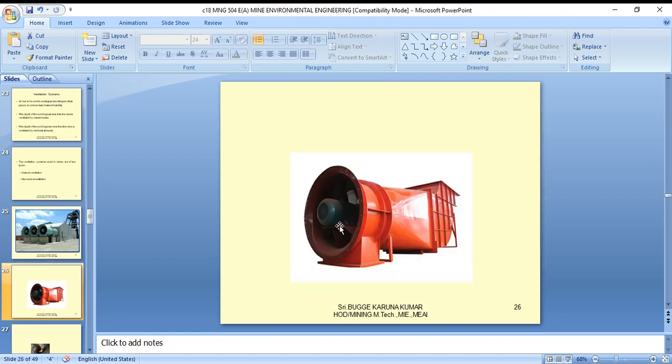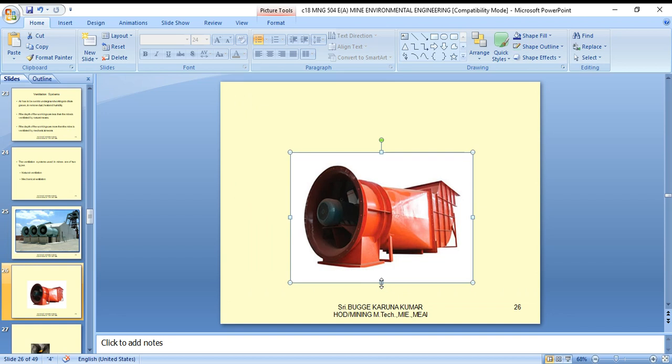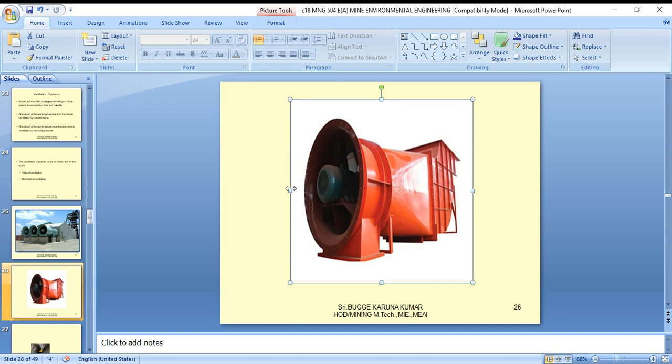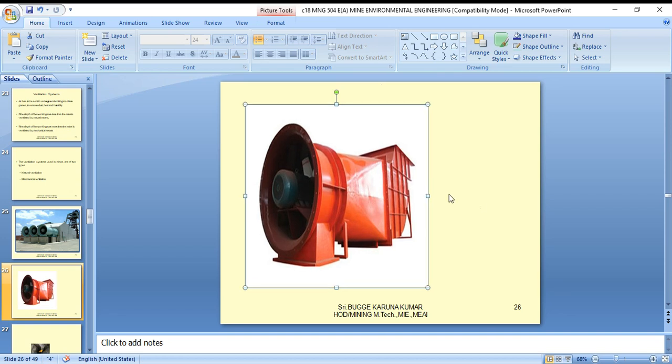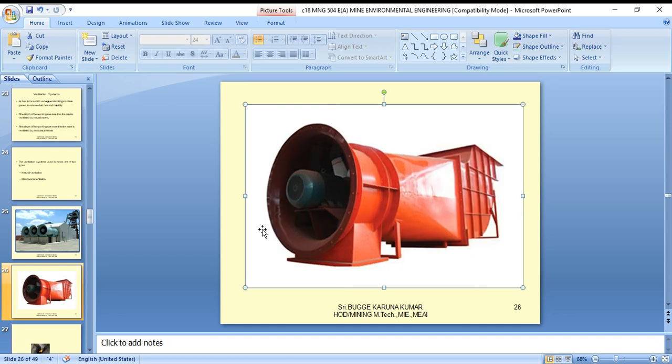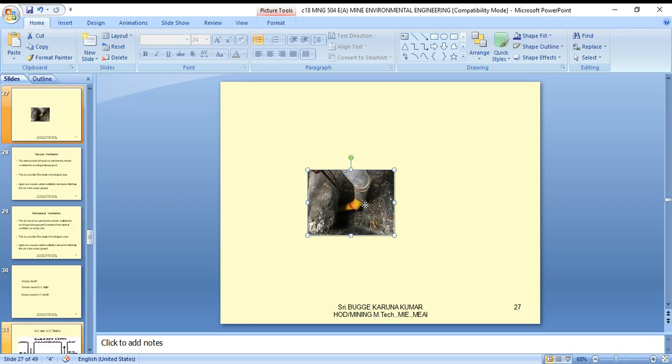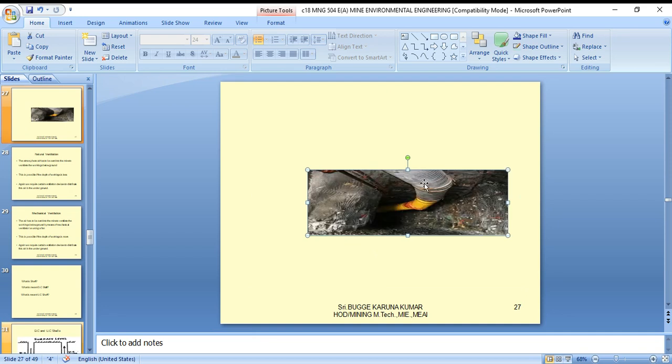That is the same figure, shown in a simple way. In most coal mines, this type of model can be observed. Over the air shaft, it will be located, and it is called an exhaust fan installation. This will continuously exhaust air. This is the way mechanical ventilation systems are used, and this is a part of the mechanical ventilation system.